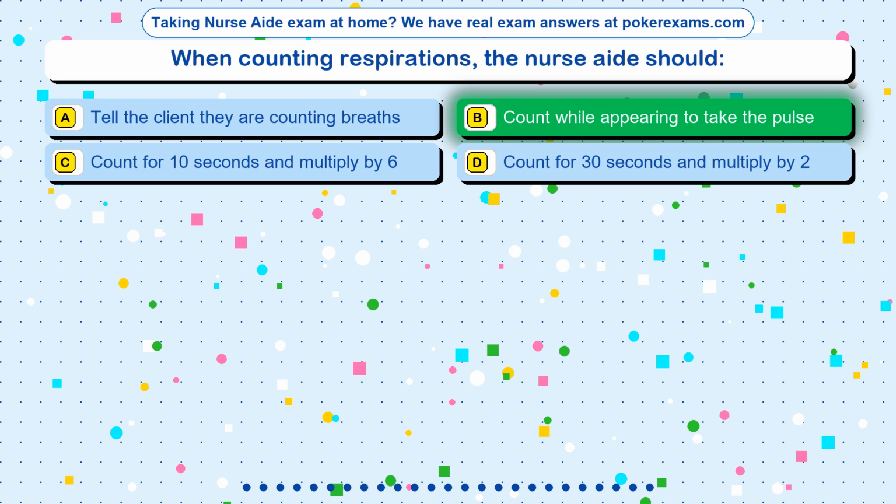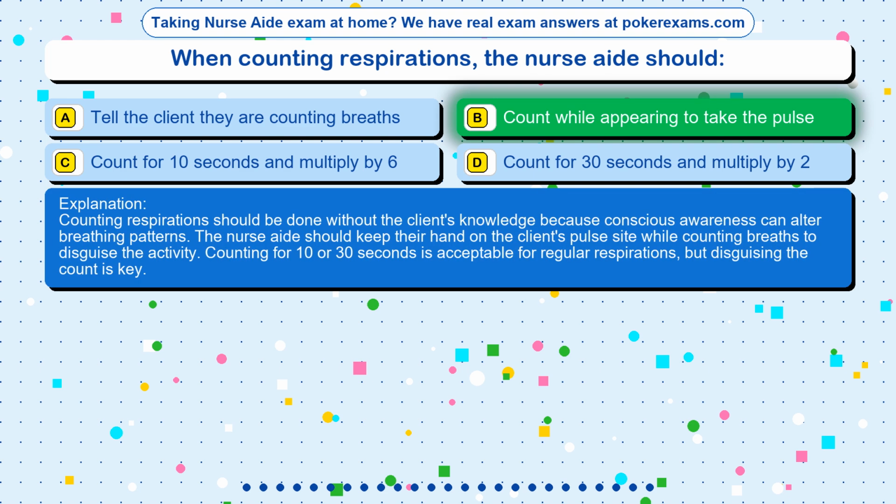The correct answer is option B, count while appearing to take the pulse. Counting respirations should be done without the client's knowledge because conscious awareness can alter breathing patterns. The nurse aide should keep their hand on the client's pulse site while counting breaths to disguise the activity. Counting for 10 or 30 seconds is acceptable for regular respirations, but disguising the count is key.